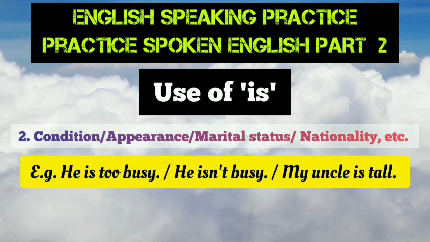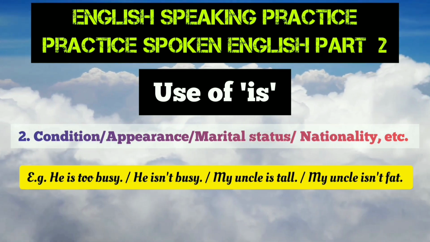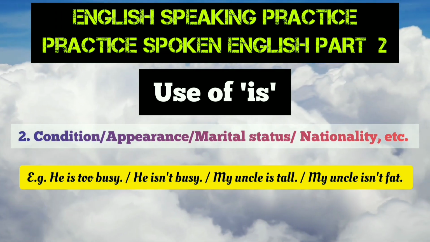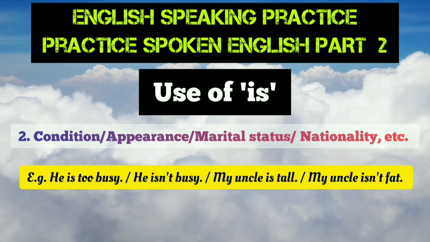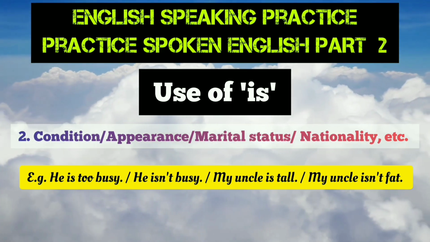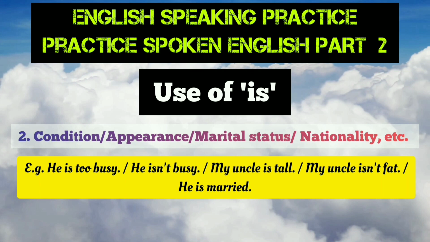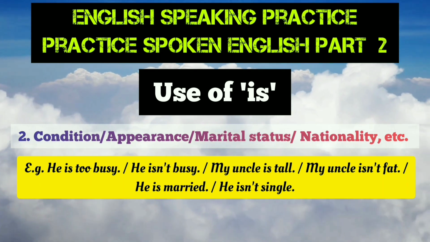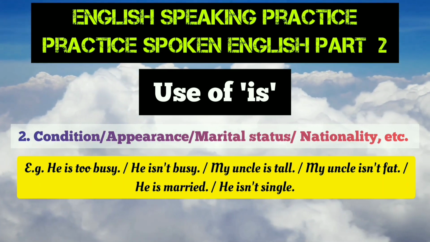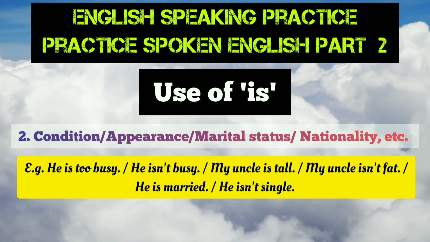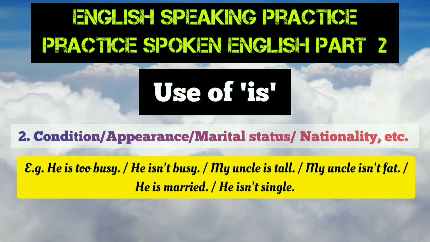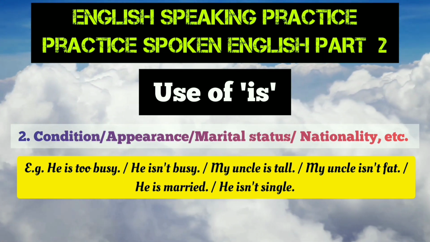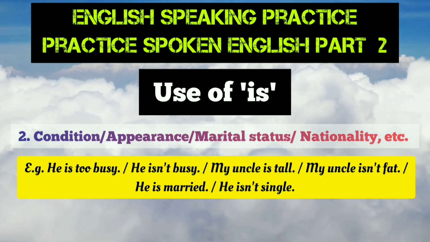The next sentence is, my uncle isn't fat. So like this way you can also make a negative sentence. And also at last you can talk about someone's marital status. As you see the next example, he is married, and the negative is he is not single. So like this way you can use negative sentence also, and you can use the contraction, that is isn't. So I hope it's crystal clear how to use is, be verb, how to use this auxiliary verb is, and where to use it, and how to make positive sentences as well as negative sentences.